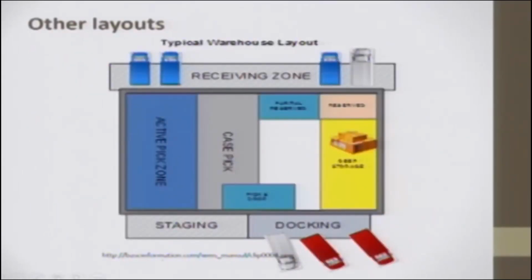So this is a typical warehouse layout. We have a deep storage zone here, where deep storage is there. There is a case pickup here, then active pickup zone here, receiving zone is here. The customers are lining up here. And partial reserved zone, then we have reserved zone. See, partial reserved, reserved, deep. They are going into depth in this way. Then staging and docking, all these things. So this is a kind of typical warehouse layout.